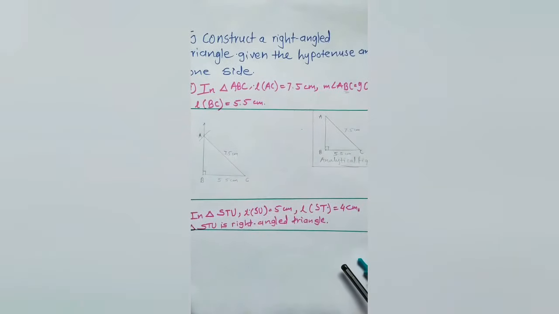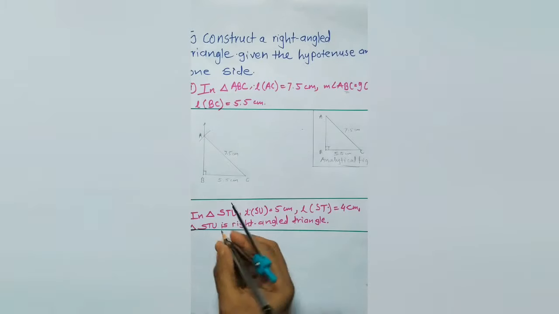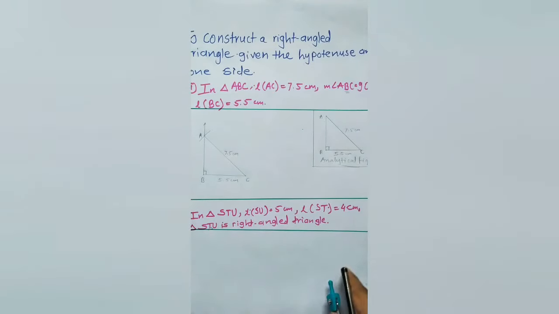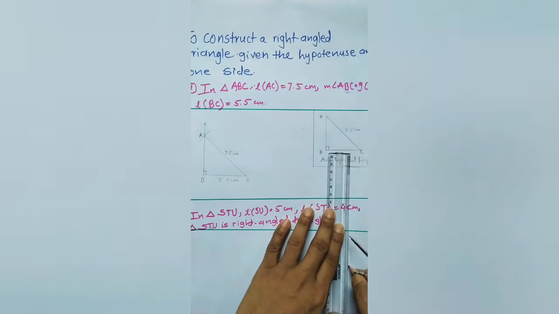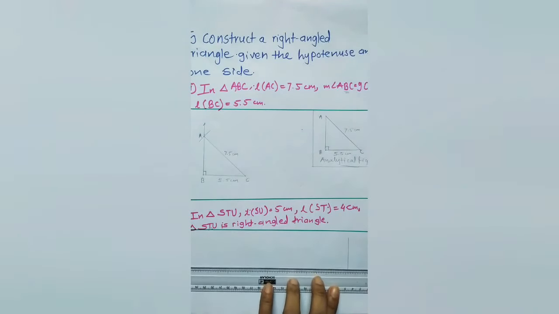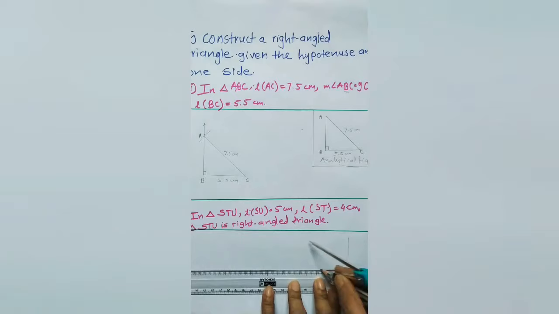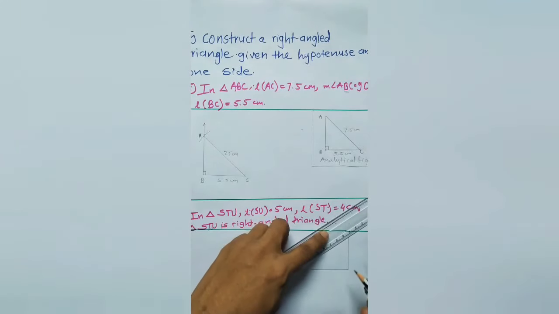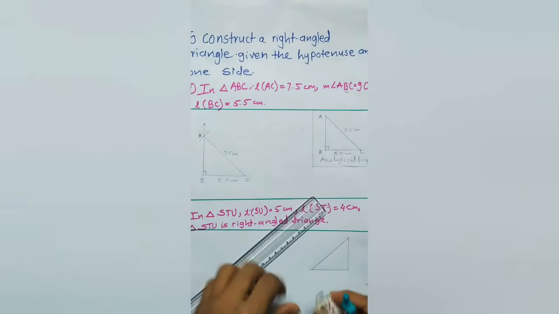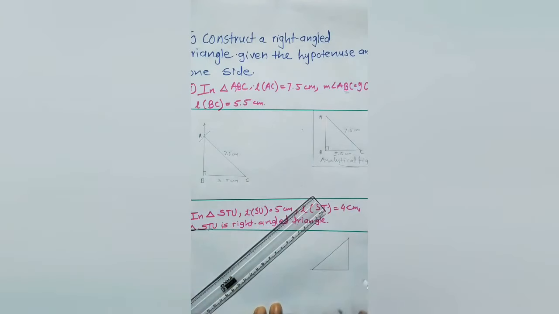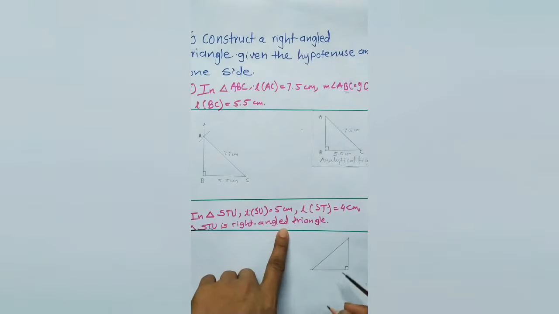That is, in triangle STU, SU is 5 centimeter, ST is 4 centimeter, and STU is a right angle triangle. Now see here, STU is a right angle triangle, that means angle T is 90 degree. So when we draw the analytical figure, we should know. Now we draw this figure differently, from the right hand side. We take a right angle at the right hand side. This is the right angle, and STU is a right angle triangle.